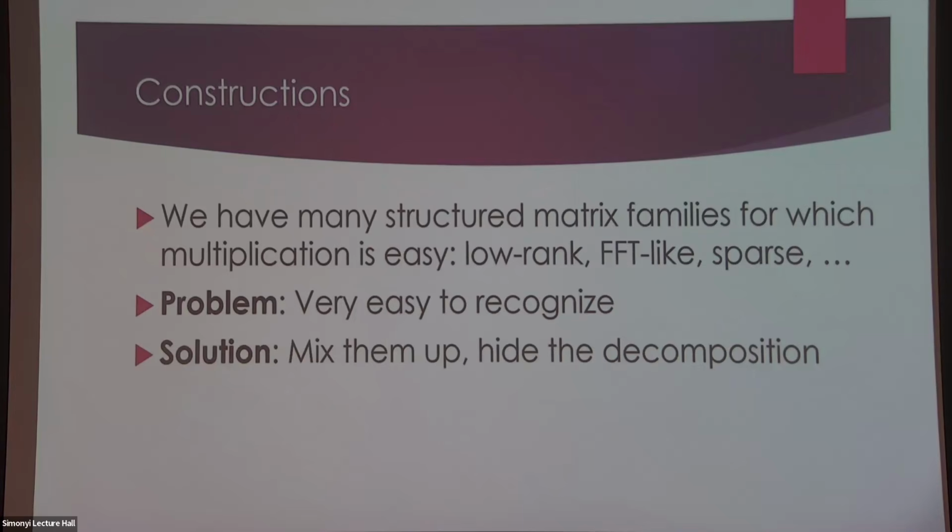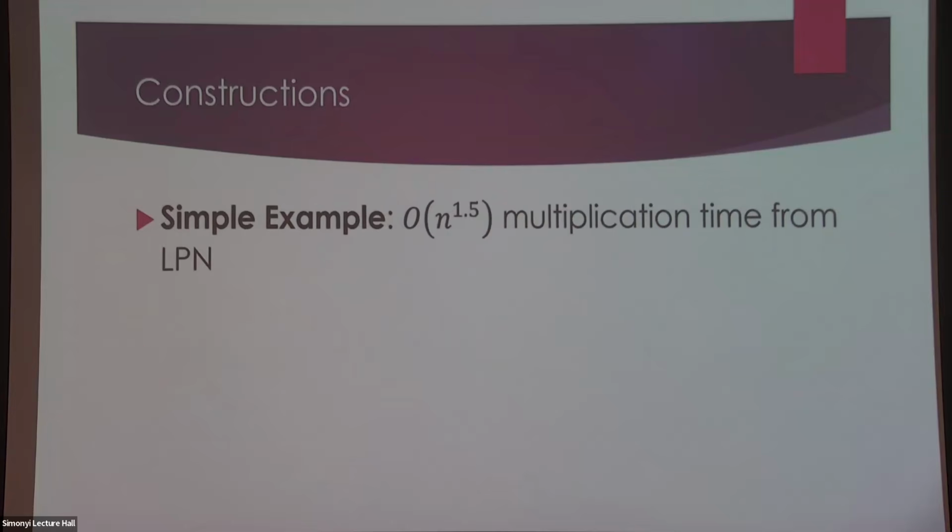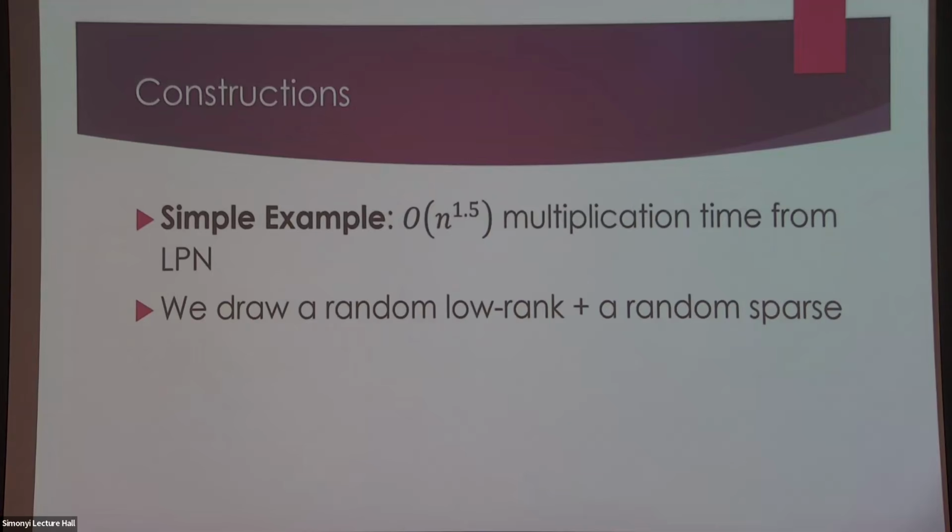Let's look at some combination of these simple families, mixed in a way such that if I know the decomposition, then I can do the multiplication quickly. But if I don't know the decomposition, then decomposing will be hard. So something we should have in mind as a first step is matrix rigidity, for example. It should be hard to tell if a matrix is low rank plus sparse. I'll give you a very simple construction that doesn't get near linear time. It gets to n to the 1.5 time for a matrix vector multiplication.